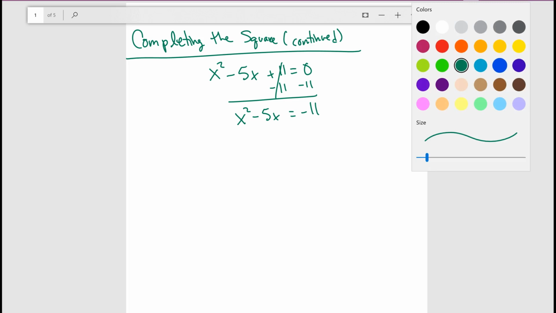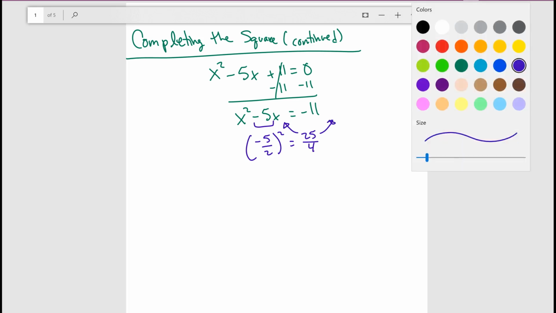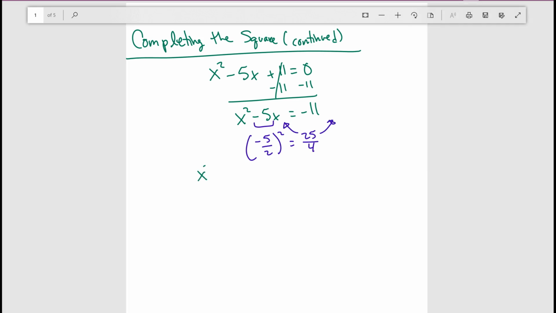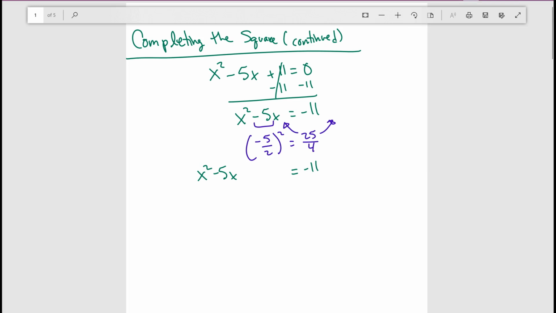Now let's identify our b term. Our b term is going to be this negative 5. Negative 5 divided by 2 and then square it. This is going to give me a positive 25 over 4. So this 25 over 4, I'm going to add it to both sides of the equation. So I'm going to get x squared minus 5x and then a negative 11 on the other side. And then here, I'm going to add this 25 over 4 and add this 25 over 4.